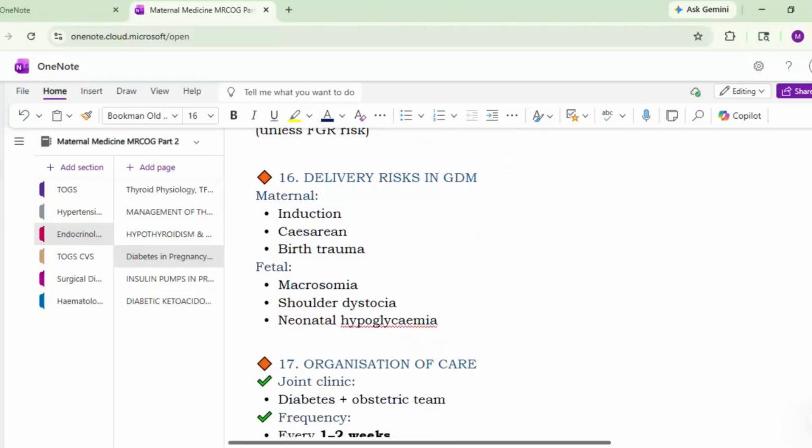Now delivery risk in patients with GDM. Maternal risks will be the need for induction, cesarean section, and birth trauma. Fetal risk will be macrosomia, shoulder dystocia, and neonatal hypoglycemia. So these are the delivery related risks: one is maternal operative risk, and fetal will be macrosomia, shoulder dystocia, and neonatal hypoglycemia.